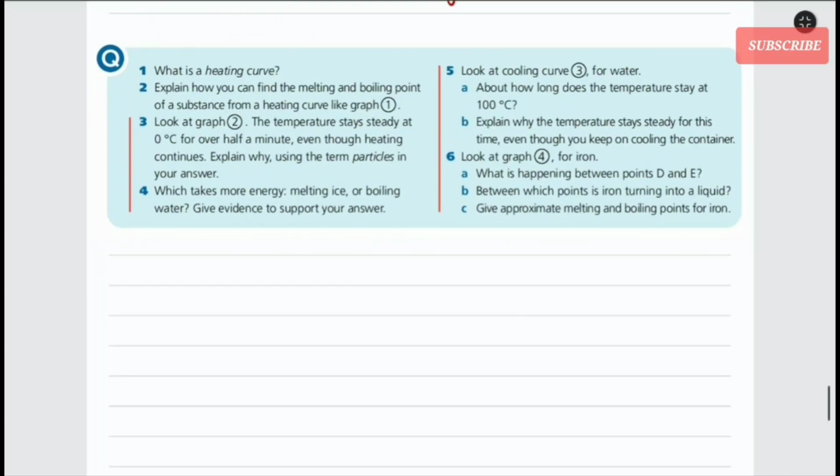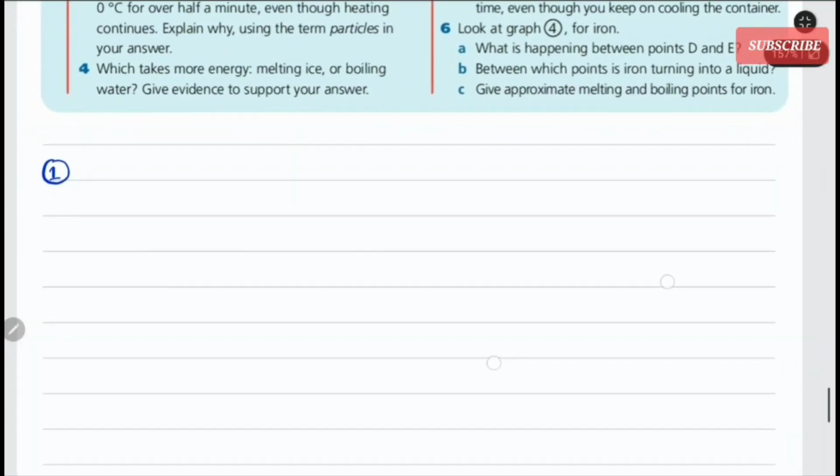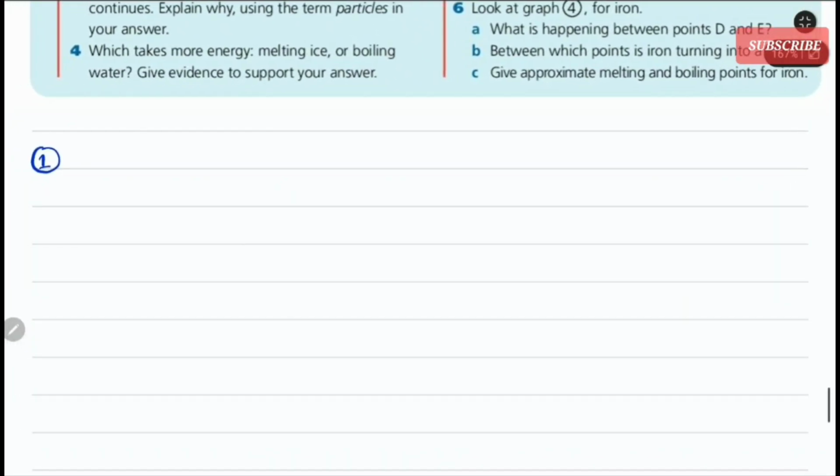All right. So here we have a couple of questions. I'm going to go through this one by one and try to write their answers. Okay. So what is a heating curve? I think I have already mentioned its definition. I'm going to keep it really brief here.